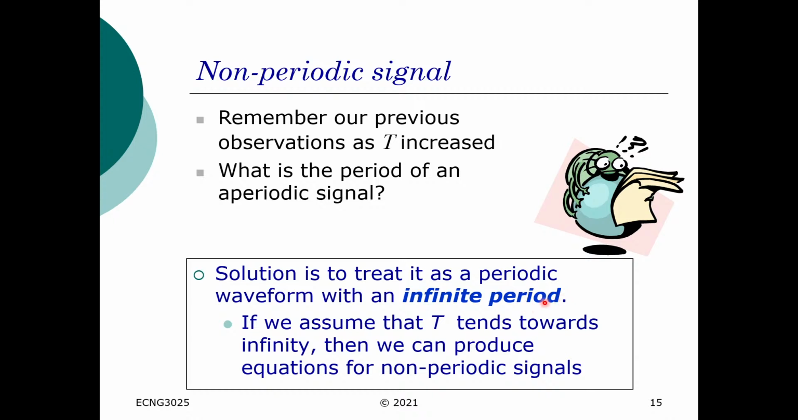We treat the aperiodic waveform such that it is a periodic waveform with an infinite period. And as such, we assume here that T itself, being the period of that aperiodic waveform, tends towards infinity. In doing this, that means now we have to do a limit evaluation on the Fourier series for non-periodic signals in order to produce the required equation.